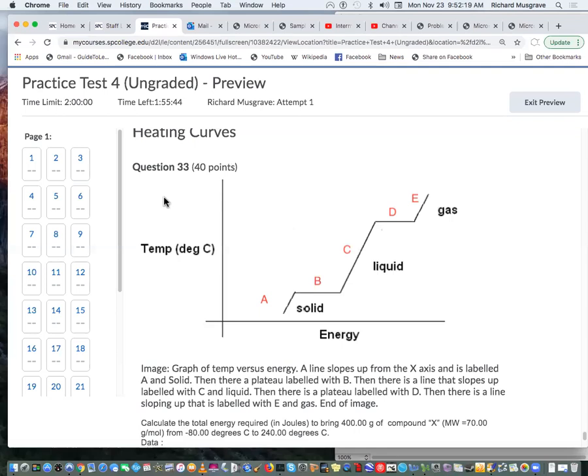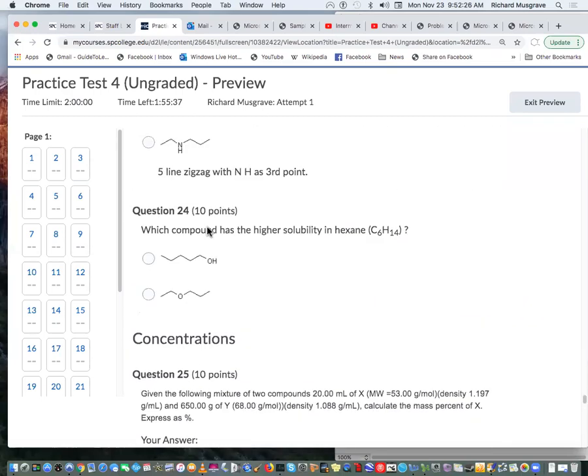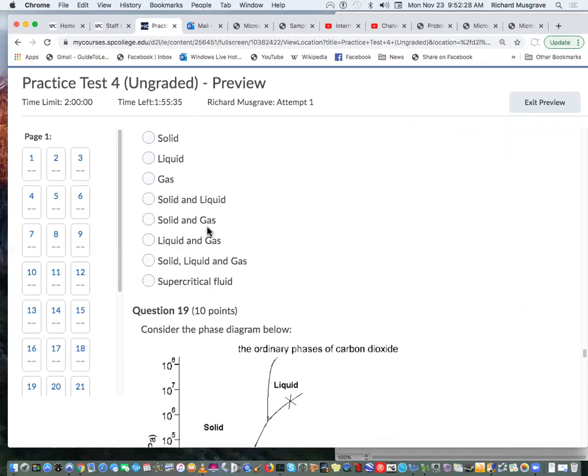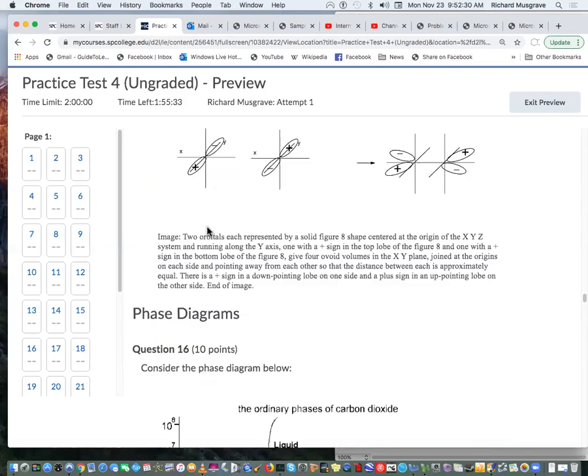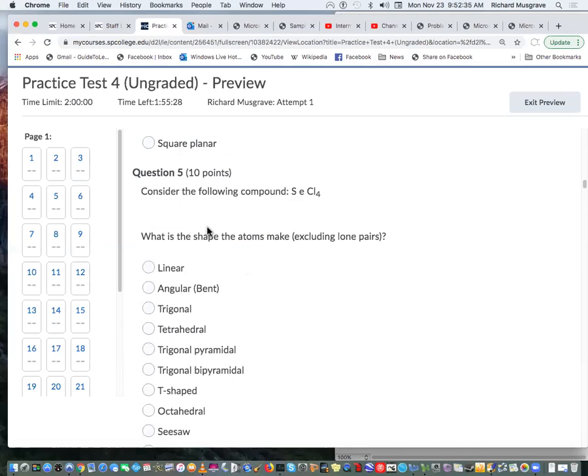All right. Any other questions about heating curves? All right. Any general questions before I start going through a test here? Any general test questions?